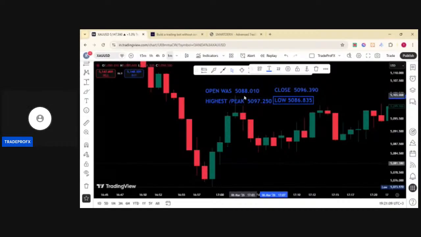So open was 50, close was this one. So we need to do the calculation. I don't know whether you have a calculator, so let me just open my calculator here. I'm going to put 5090. I don't know whether you can see this because I'm sharing one screen, but you can do the math. 1596.390. So you can do that calculation.